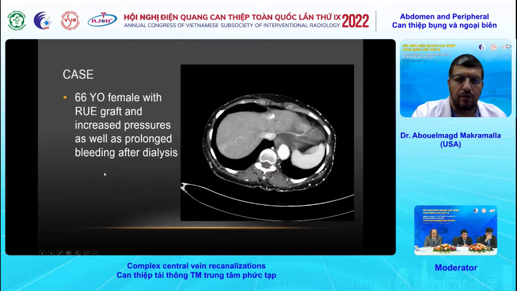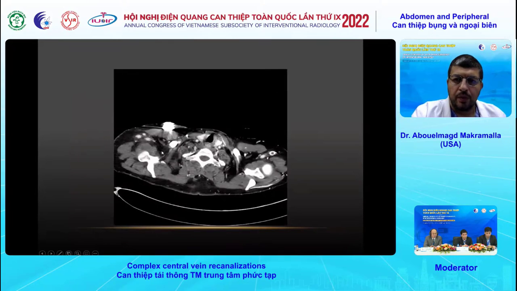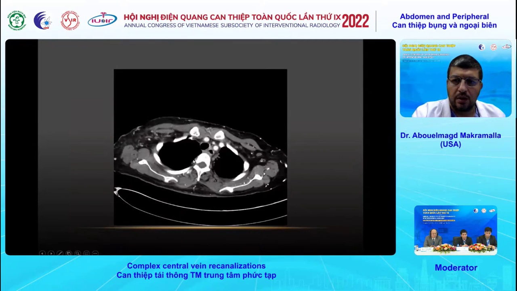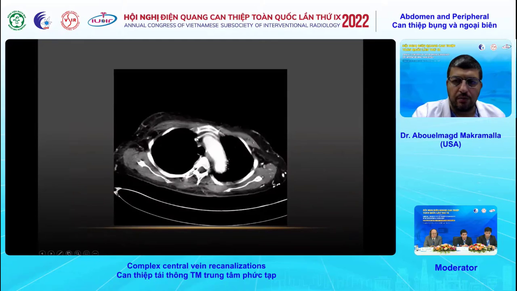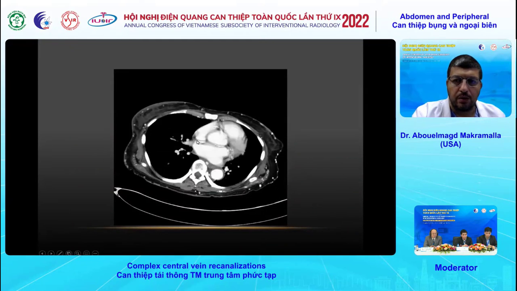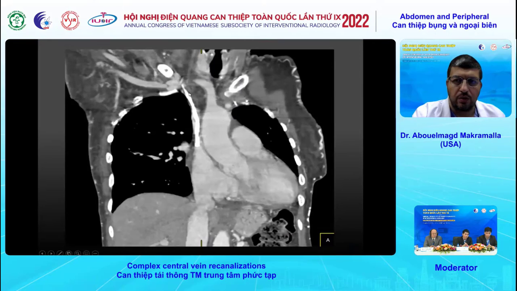This is another 66-year-old female with rapid upper extremity graft and increased pressures with prolonged bleeding after dialysis. On the CT scan, you can see multiple venous collaterals and the hot quadrate sign in the liver. So the patient had a port that was actually placed because she had cancer, and that has been in remission, so she did not need the port anymore. And you can see that the port is occluding completely the right brachiocephalic vein. So we decided to bring the patient back for a recanalization. This is a coronal where you can see the brachiocephalic is completely occluded around the port catheter.